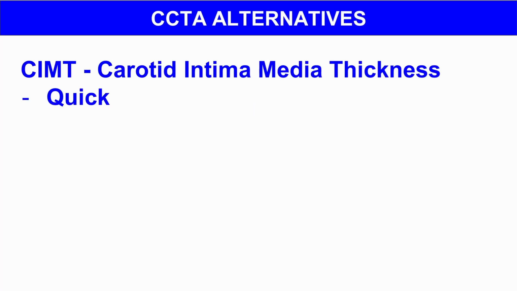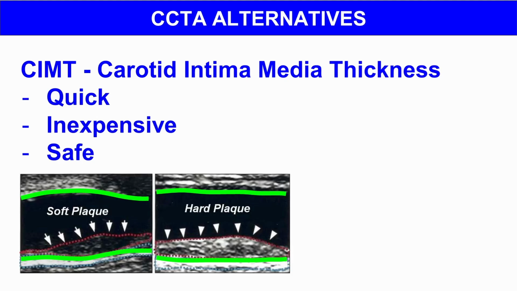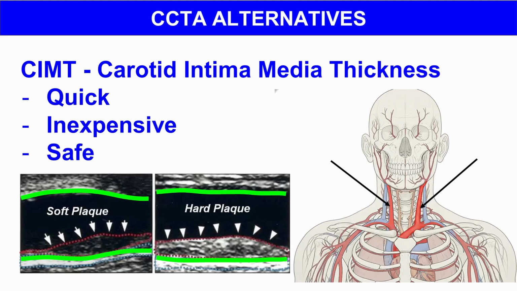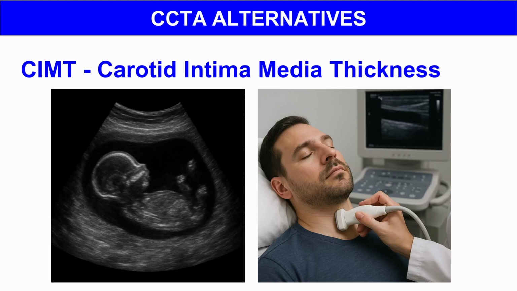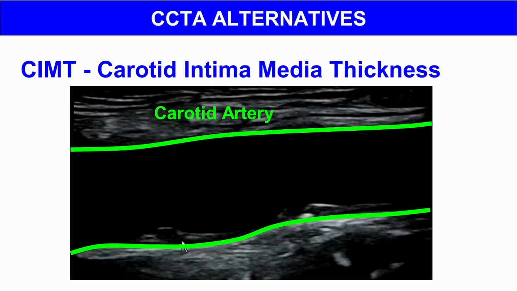Now, if you want a quick, inexpensive, and safe way to get a read on your arterial health and help you decide if a CCTA is appropriate, consider getting a CIMT. It measures the hard and soft plaque in your carotid artery. That's the one that feeds blood to your brain, so it's kind of important. The CIMT uses the same harmless ultrasound that they use on fetuses in a mother's womb to look inside your arteries. This is one of my carotid arteries, and you can see a little plaque here.